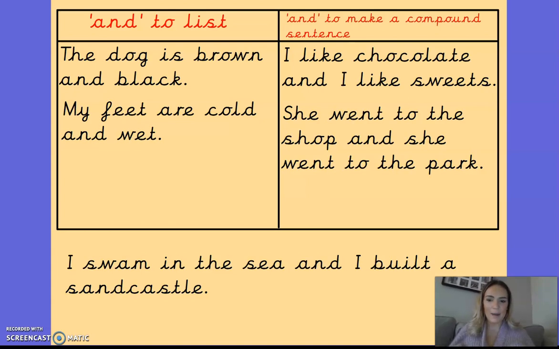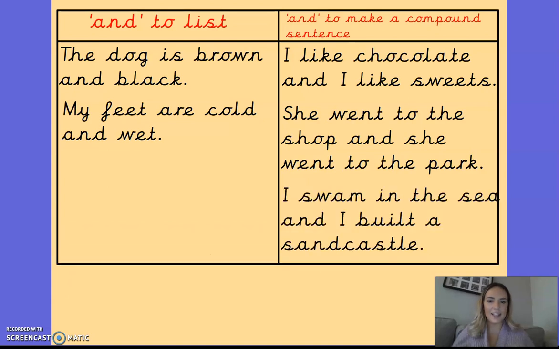So as you can remember, we need to check each side. So, I swam in the sea. Does that make sense as a sentence on its own? Yes, it does. I built a sandcastle. Is that a sentence on its own? Yes, it is. Which side are you going to put it in? Is it "and to list" or "and to make a compound sentence?"